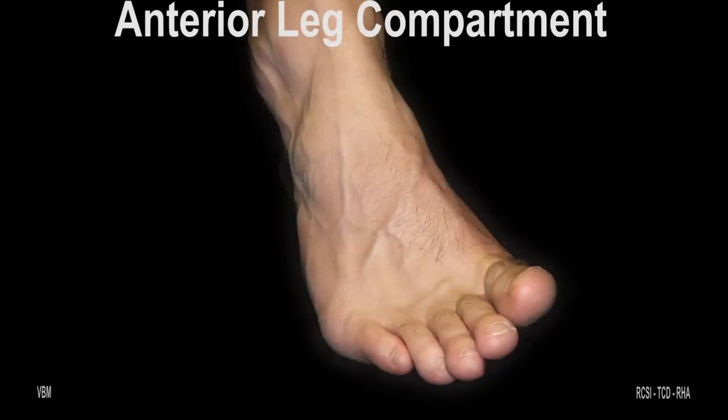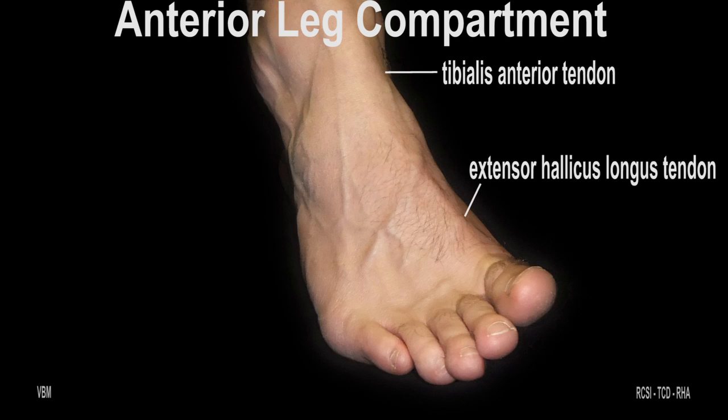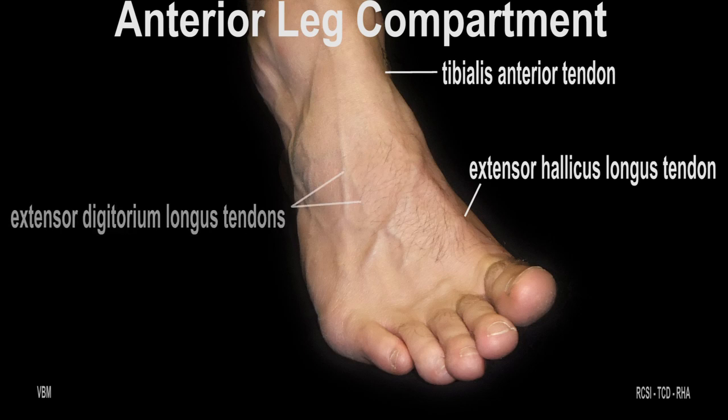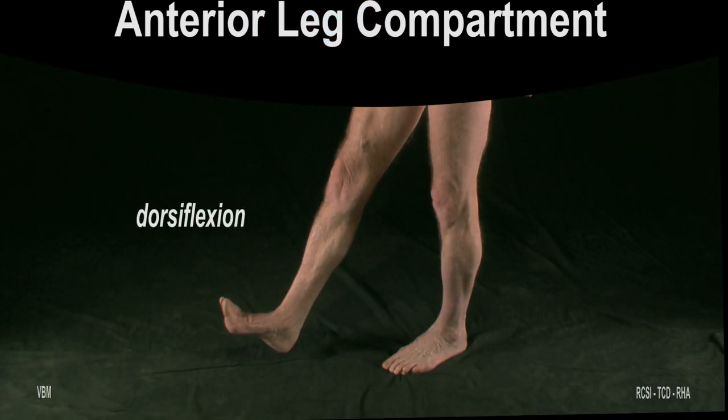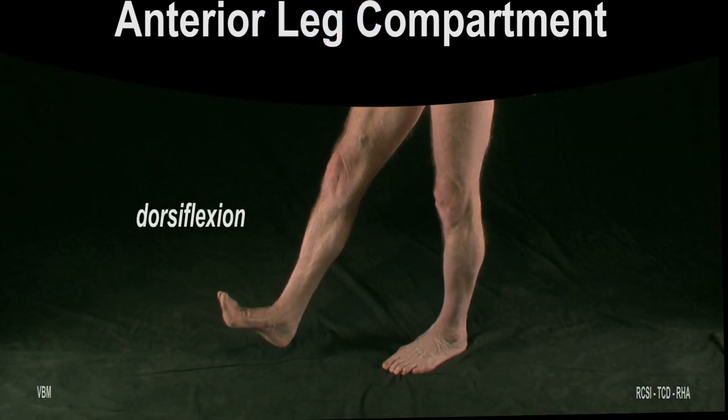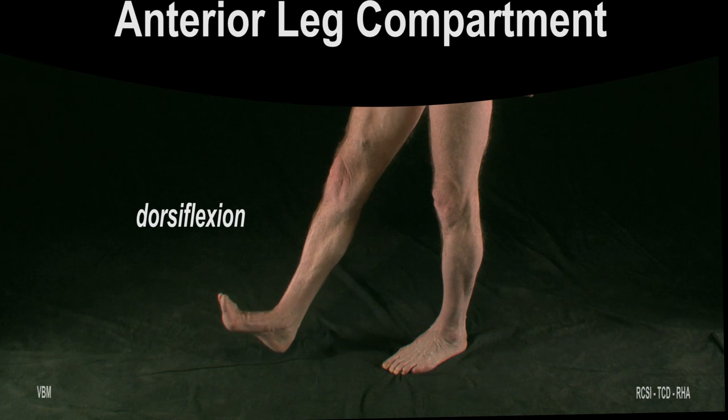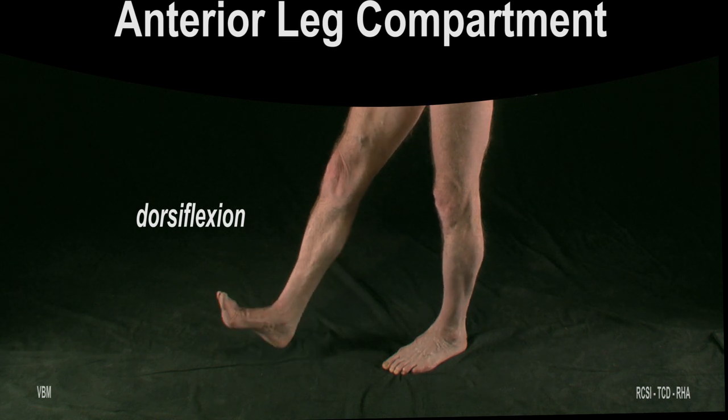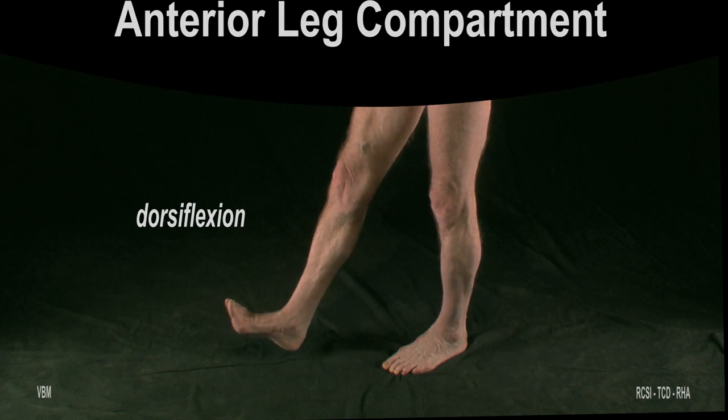Anterior compartment of the leg. The muscles in the anterior compartment of the leg include tibialis anterior tendon, extensor hallucis longus tendon, extensor digitorum longus tendon. The anterior compartment muscles of the leg are involved in dorsiflexion, as shown. They are innervated by the deep peroneal nerve.